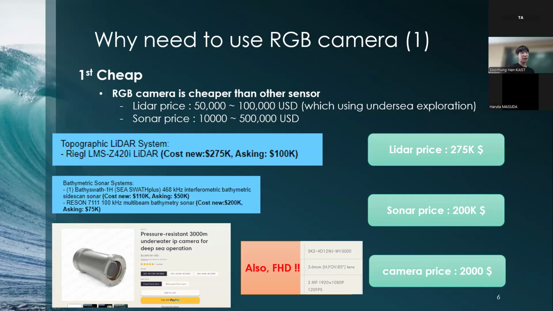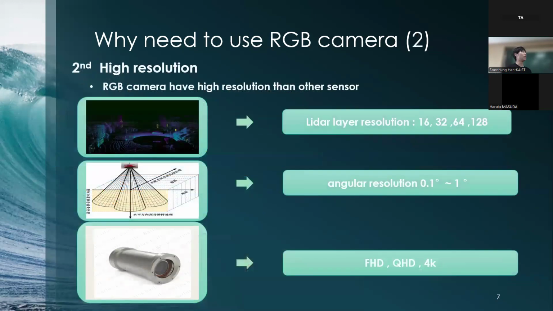But there is a camera, our camera. It is pressure resistant to 3,000 meters, but it costs only $2,000, and it is also FHD. And the next reason is high resolution.